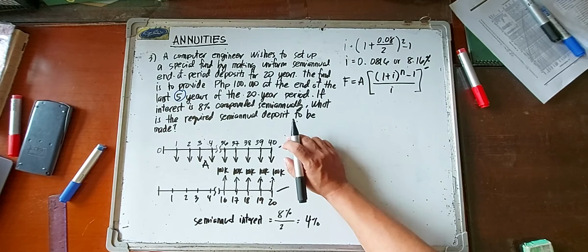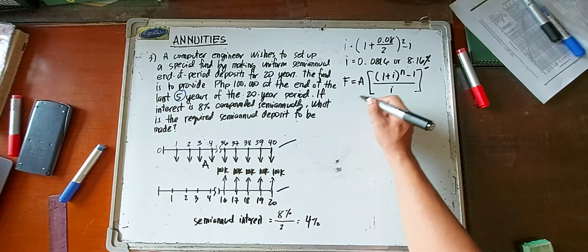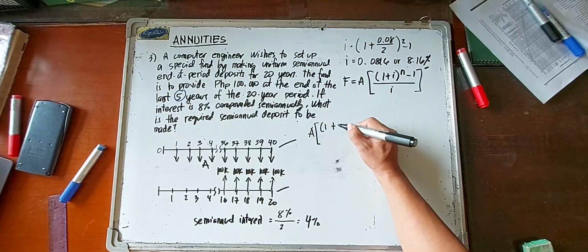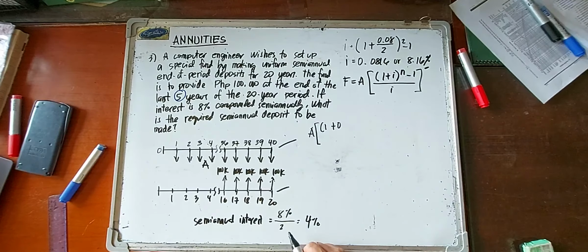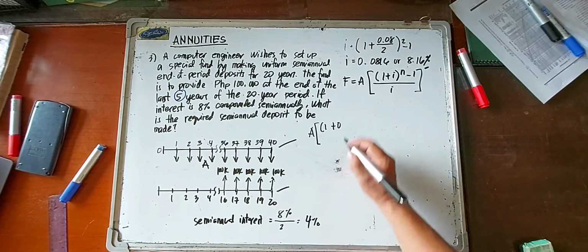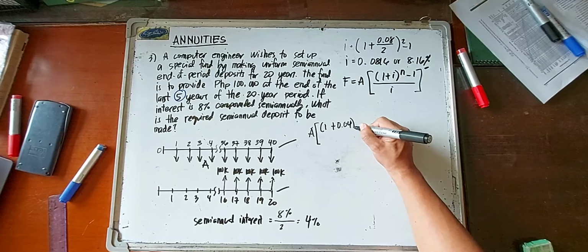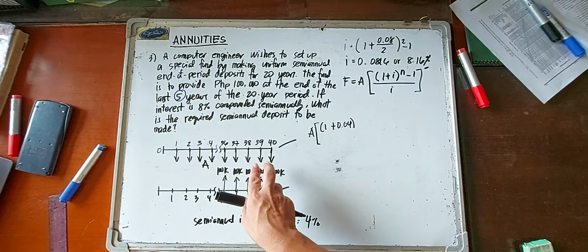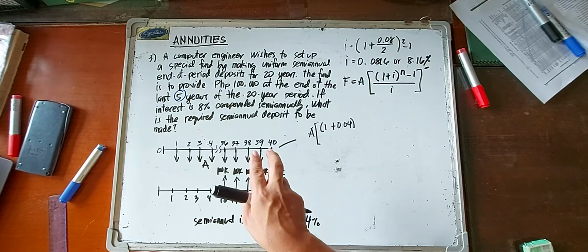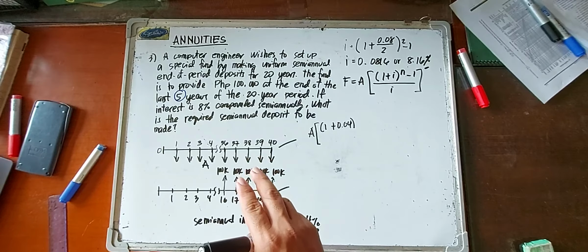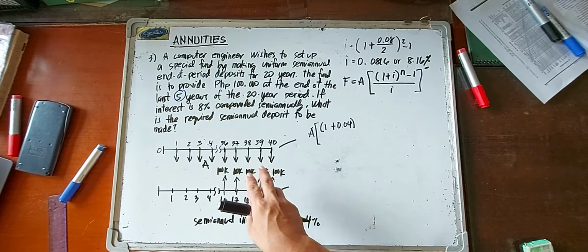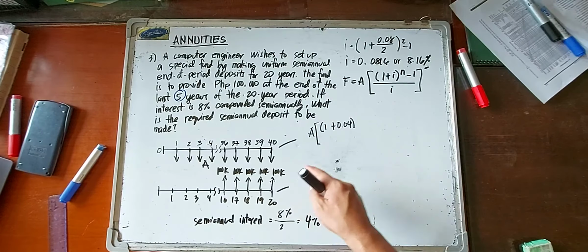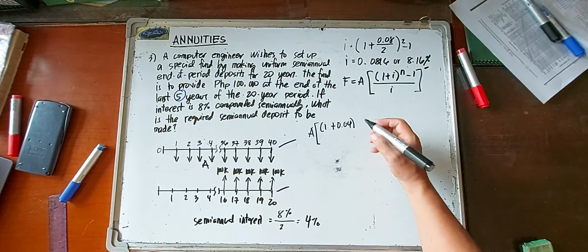Okay, so ito, first cash flow. We are solving for the value of A. So times 1 plus, and again, we are going to use the semi-annual rate of interest na 4%, so 0.04. Again, since this is done semi-annually, the deposits are done semi-annual. Pag sinabing semi-annual, you're going to deposit twice a year for 20 years. So, ibig sabihin, 40 times ka magde-deposit. So, yung value ng N natin is 40.